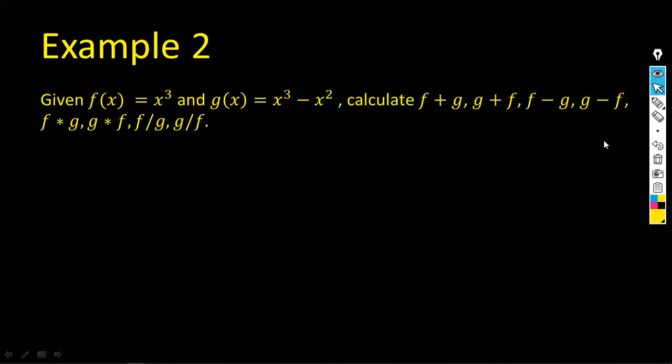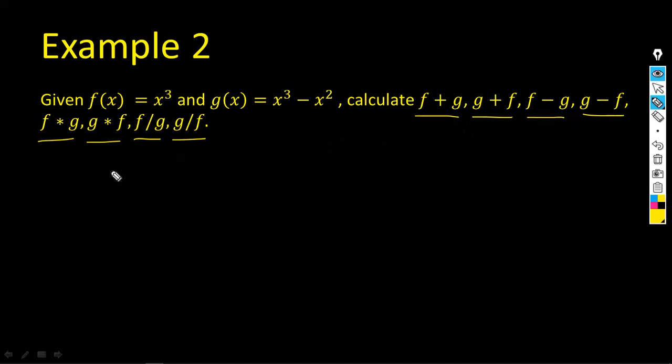Example number 2. Given f of x equals x to the cube and g of x equals x to the cube minus x to the square, calculate f plus g, g plus f, f minus g, g minus f, f times g, g times f, f over g, and g over f. Okay, because obviously they may be different, right? It may be different adding f plus g than doing g plus f, or f minus g and g minus f. They may be different. Okay, so let's see how this works.